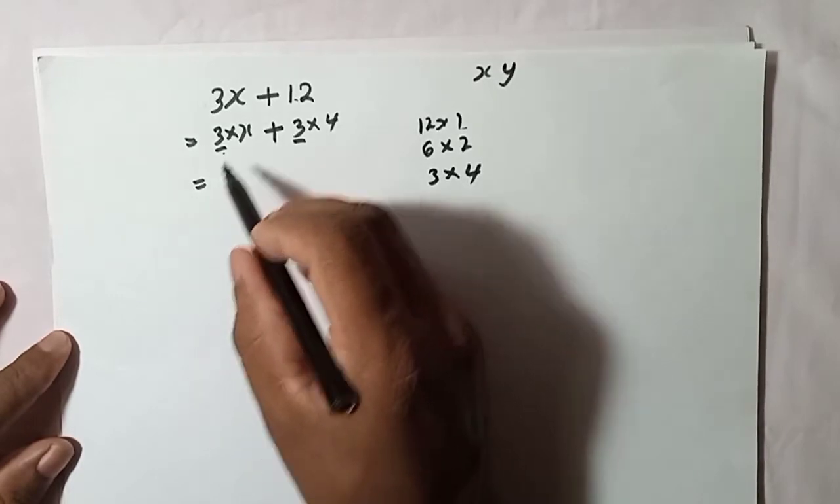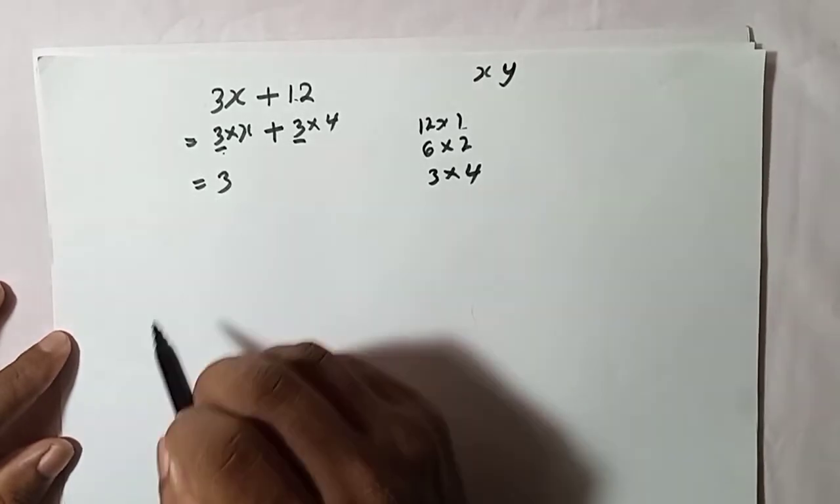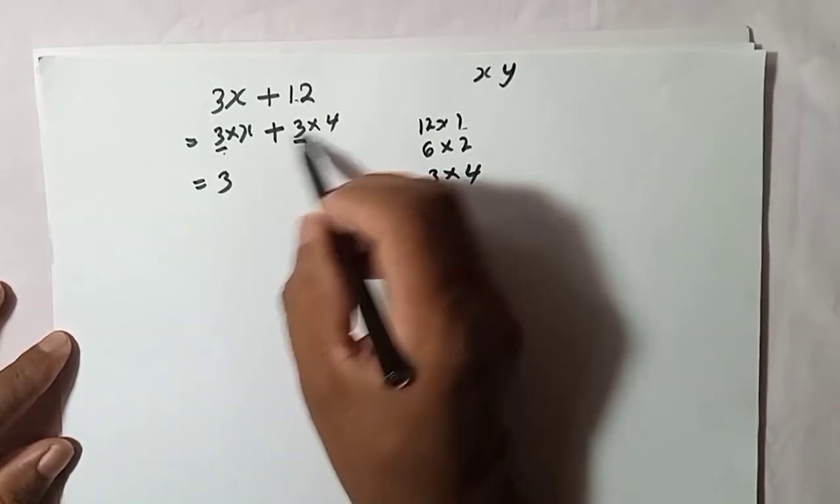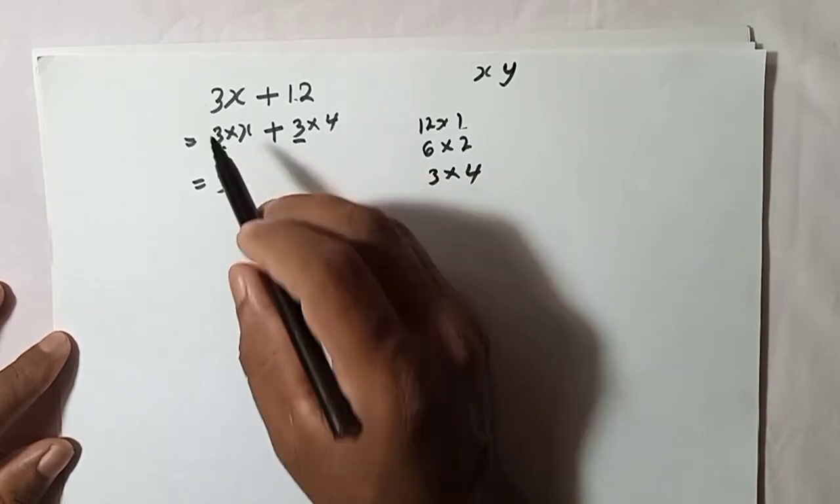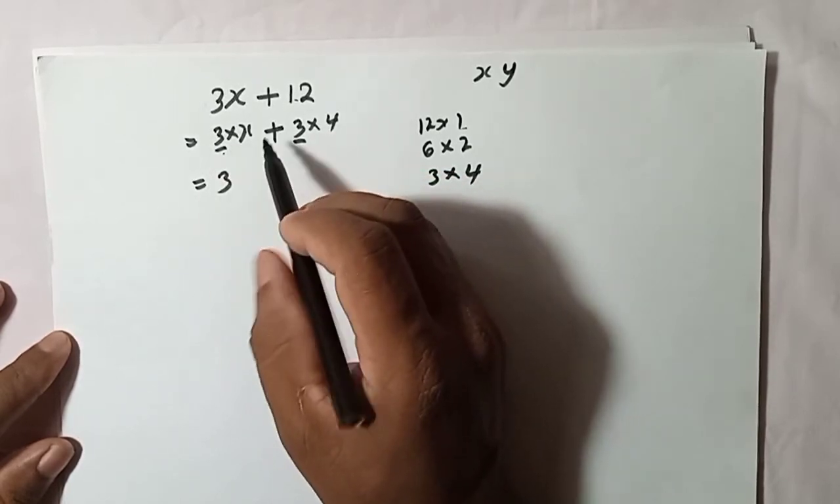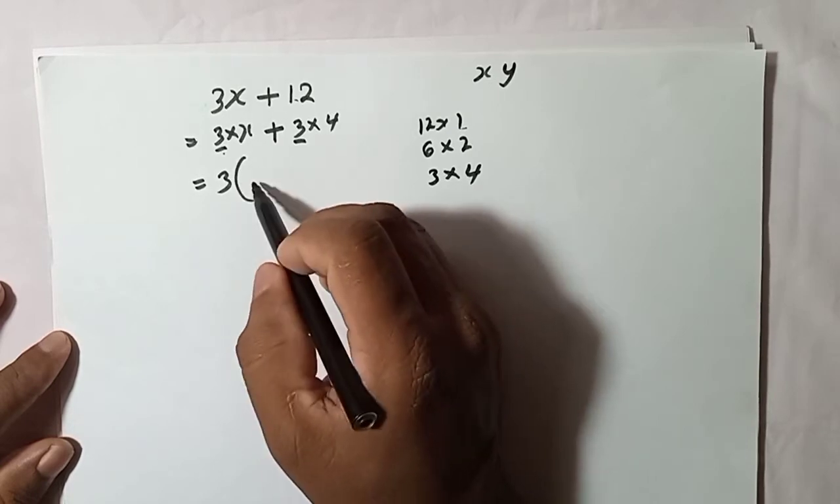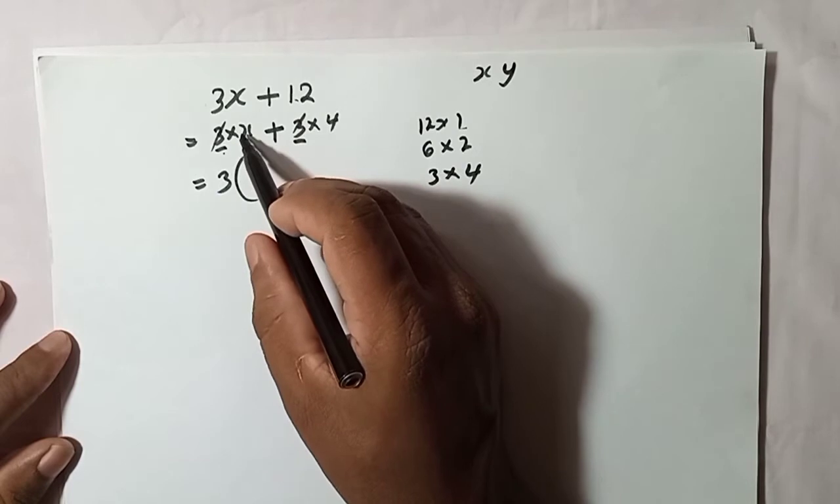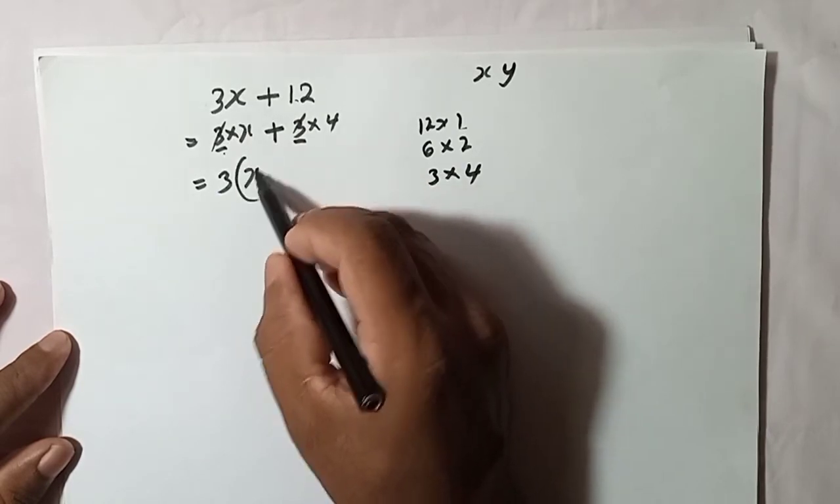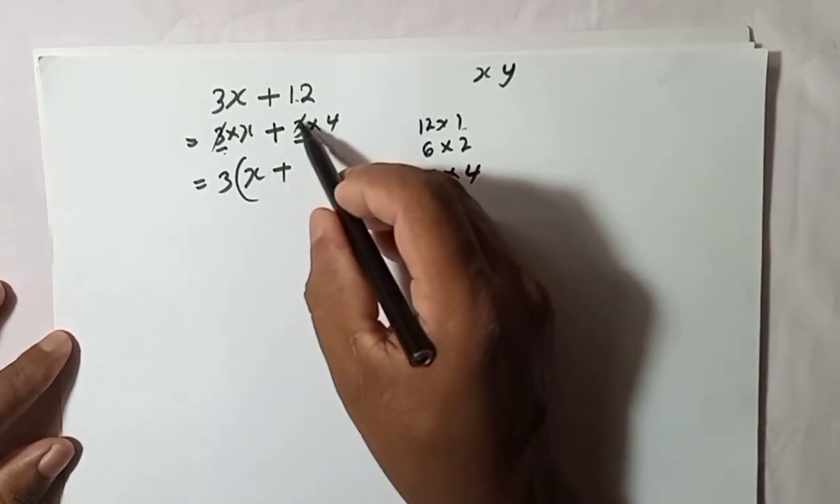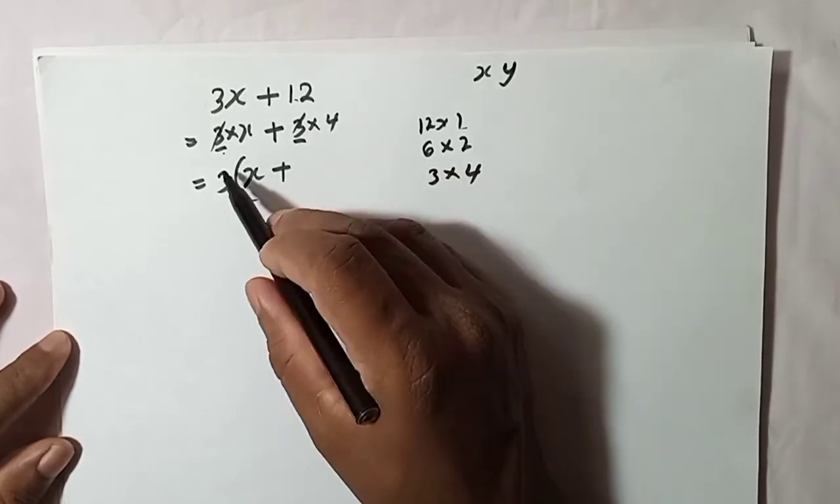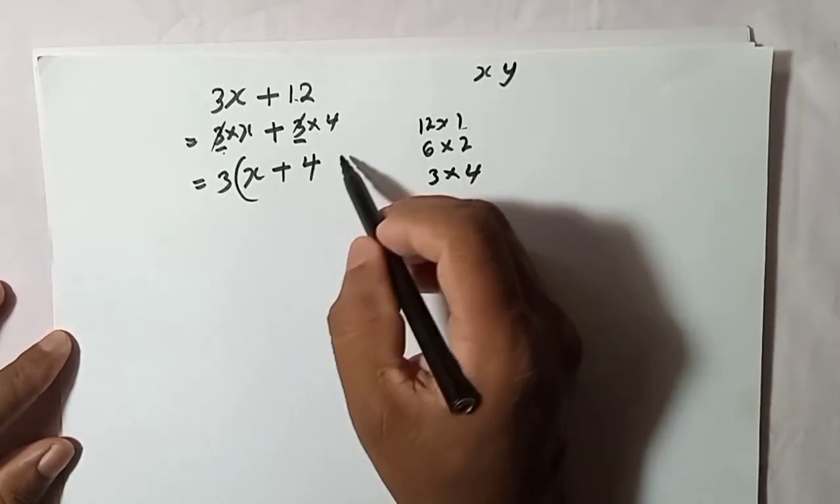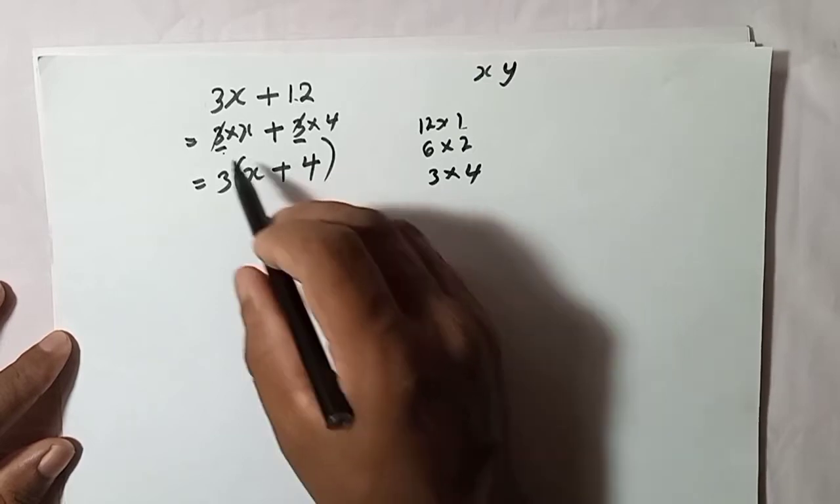So I can write that 3 outside. Outside means we write only one of these two 3's. Then inside the bracket, with 3 outside, only x remains here, and after the 3 goes outside, only plus 4 remains here. This is not a big deal.